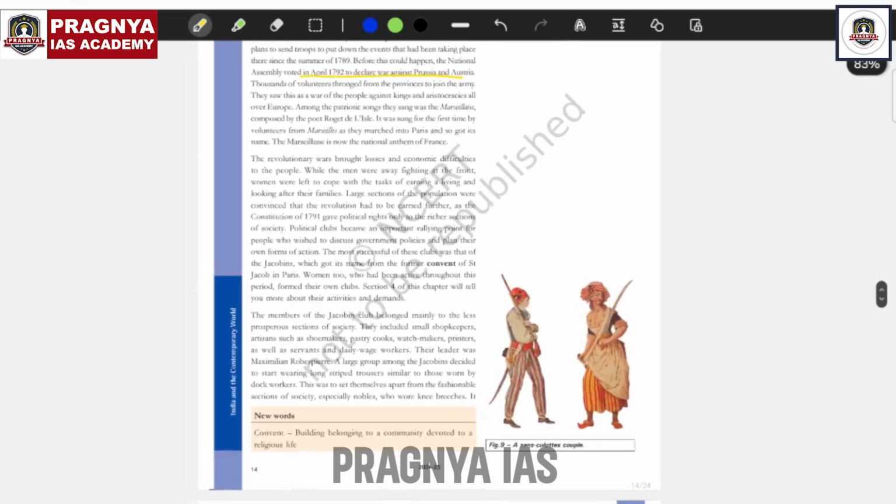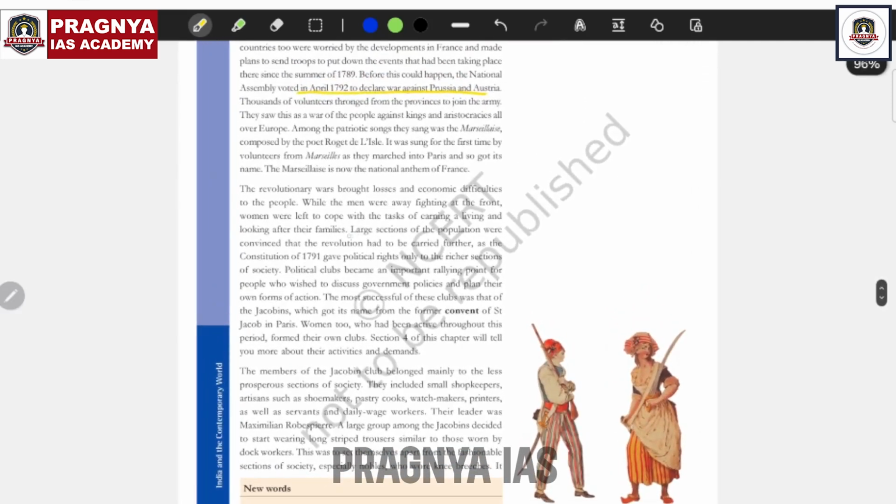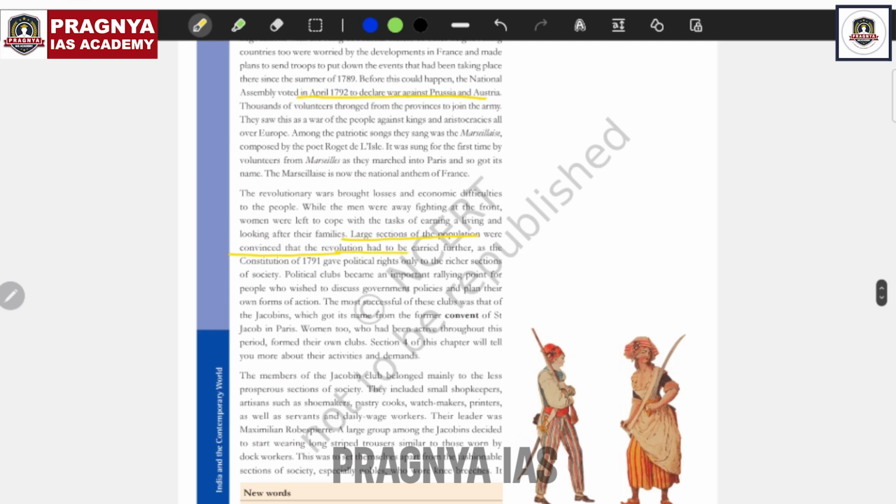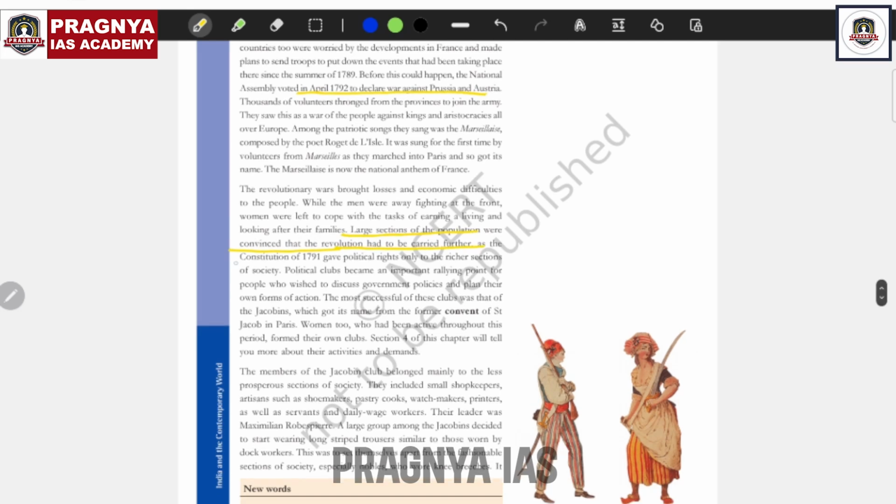Very important. A large section of the population was convinced that the revolution had to be carried further, as the constitution of 1791 gave political rights only to the richer sections of the society that we already discussed. Political clubs became an important rallying point for the people who wished to discuss government policies and plan their own forms of action.